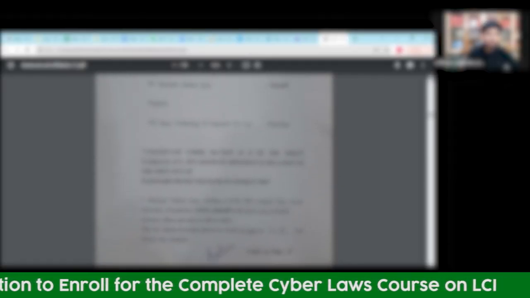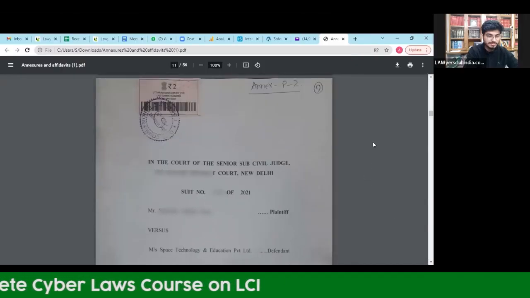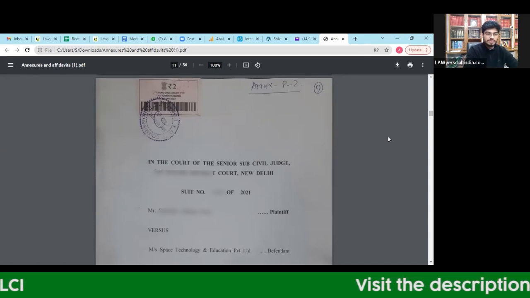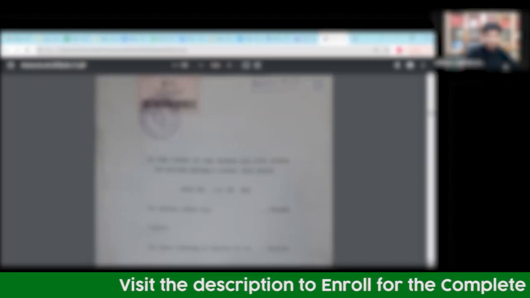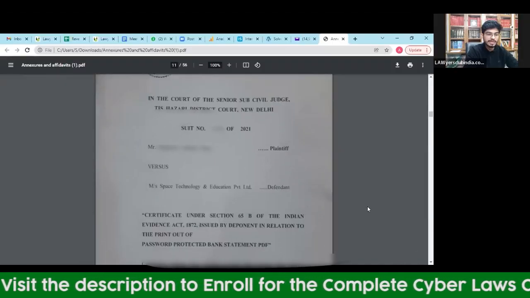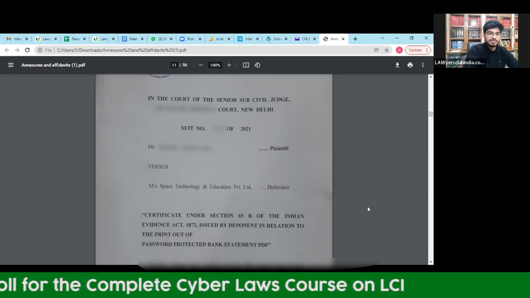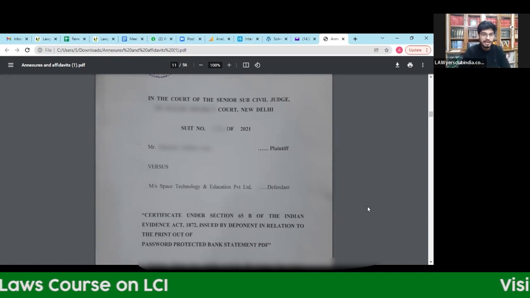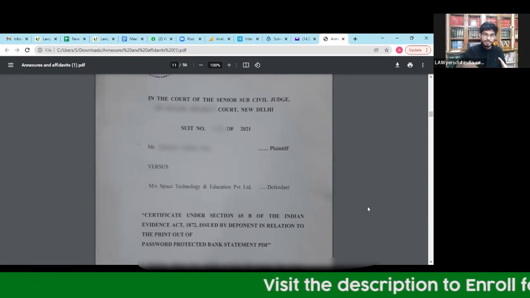So I'm going to show three kinds of certificates that were used in this. From there, we'll then take off. So this was the first one. This pertains to the bank records that we had put in this particular case. These were the bank records of the salary that this person had got, and we took out the printouts of those documents.